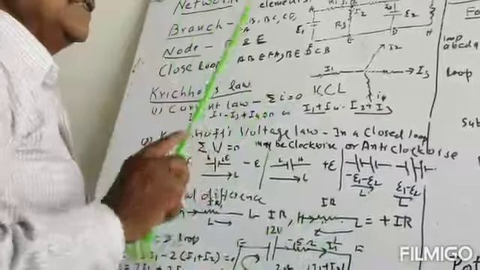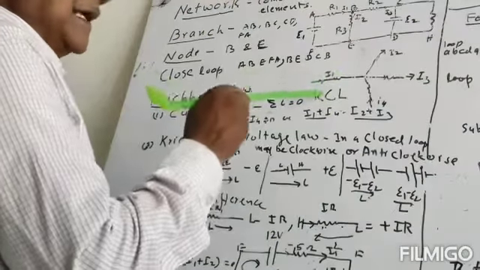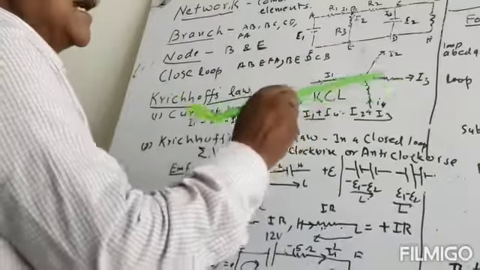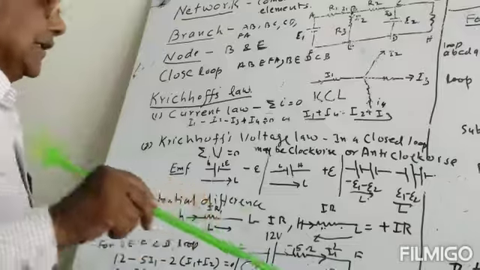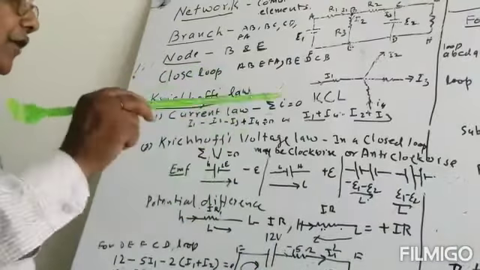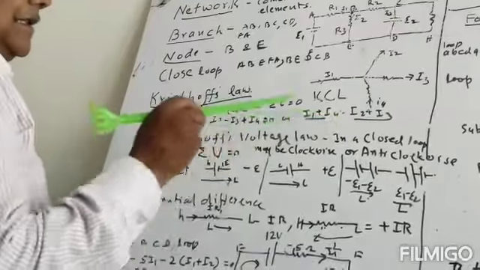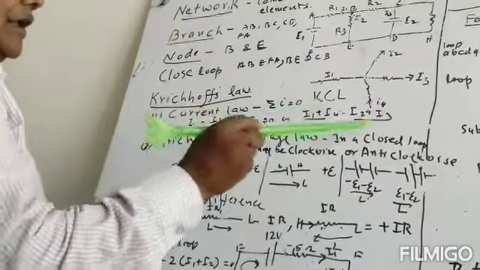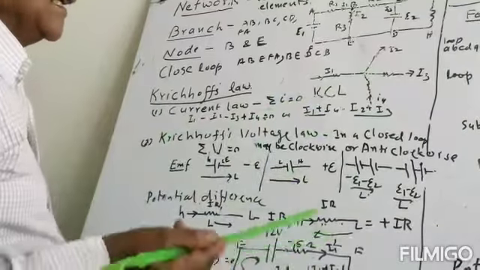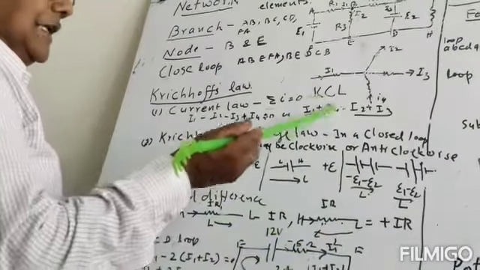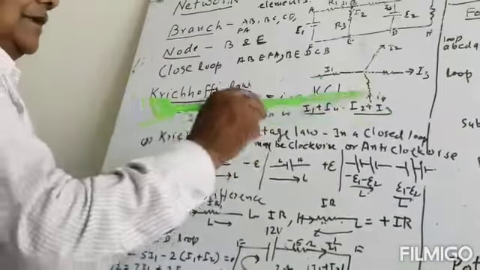Here the charge is moving, so the total charge coming per second will be equal to the total charge going outside. This is your first law, known as KCL or Kirchhoff's current law. According to this law, we can simplify it: the algebraic sum of input current will be equal to the algebraic sum of outgoing current, because current is a scalar quantity. So the currents which are coming and which are going are added scalarly.